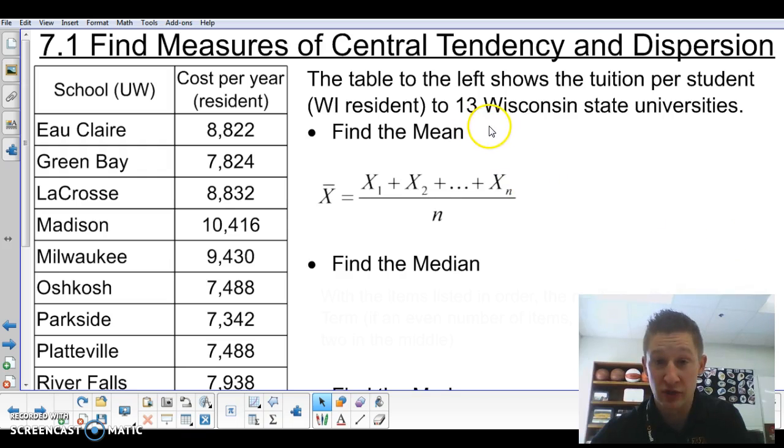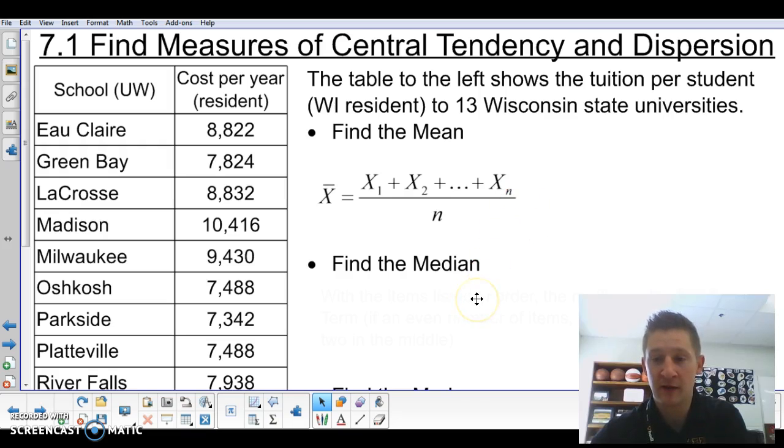Now, as we look for the mean, the mean is the average. Okay. Now the symbol that's going to be used to denote the mean is x bar. X bar would be the sum of all of the terms, so x1, x2, x sub n. Those would be all of the pieces of data within your set. In this case, it'd be the cost to attend the 13 UW schools. You add all those numbers together and you divide by n, the number of items. So for us, that's going to be 13. Now, we'll look at that in just a second in the calculator.